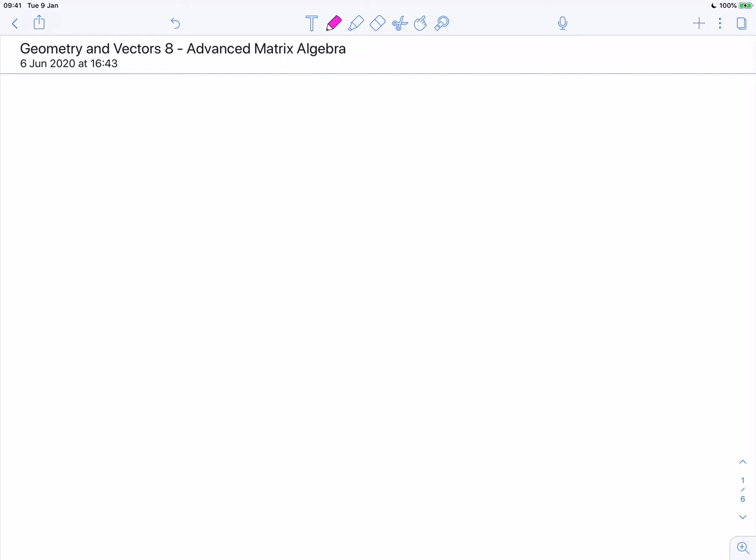So advanced matrix algebra, eigenvalues, eigenvectors, that kind of thing is what I wanted to look at today. So a couple of things. First of all, I want to talk about this idea of an eigenvalue and their associated eigenvectors.